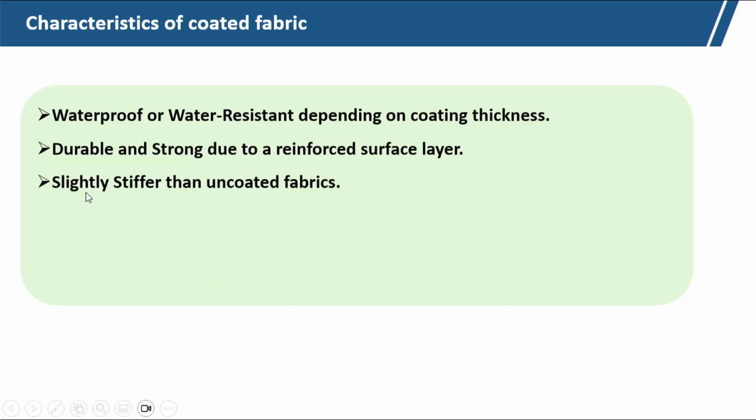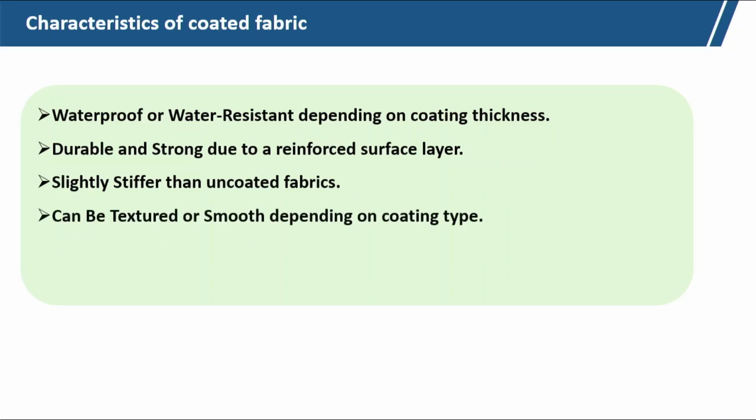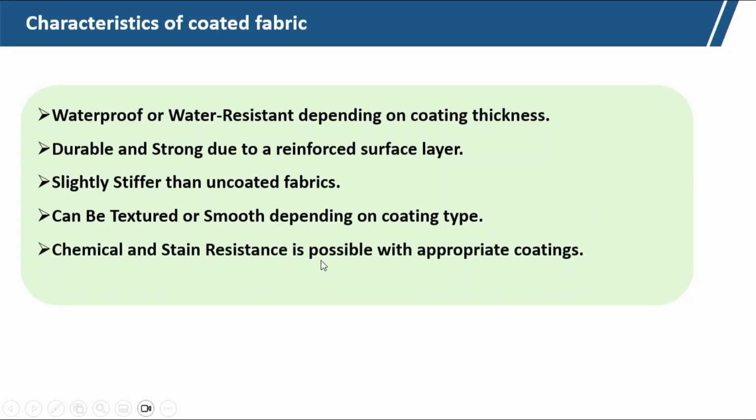Slightly stiffer than uncoated fabric. Definitely, the additional polymer coating will make the fabric a little bit stiffer. It can be textured or smooth depending on the coating type. Chemical and stain resistance is possible with appropriate coating. So, we can use different types of coating to make it chemical or stain resistant.